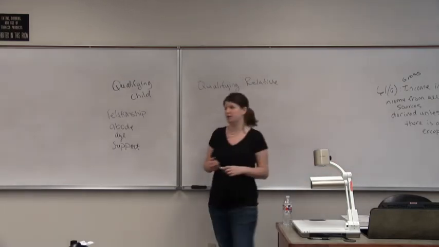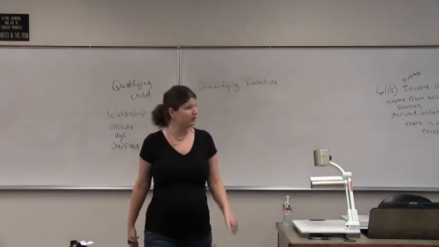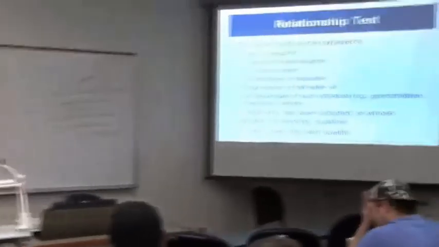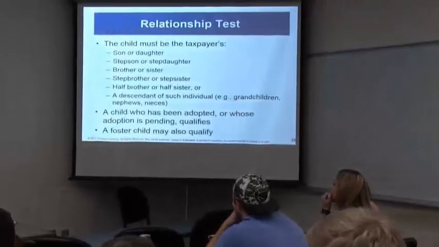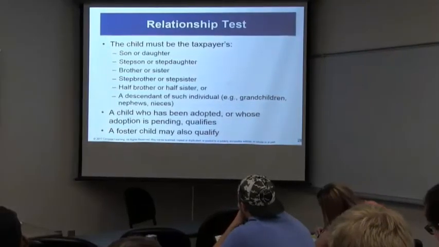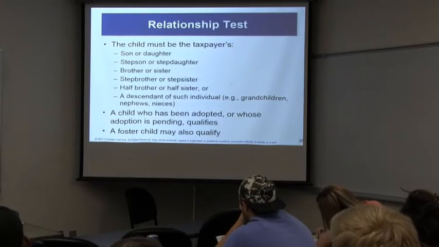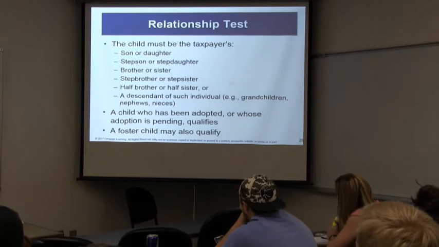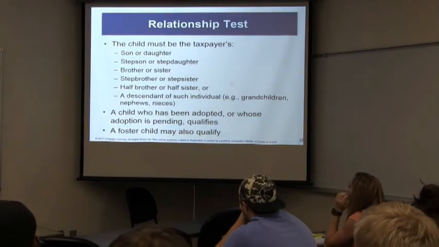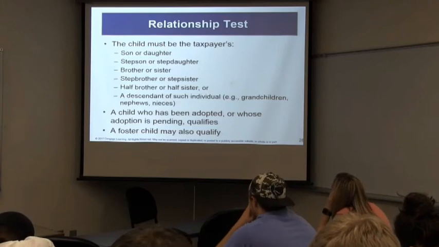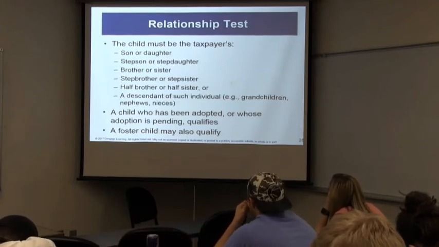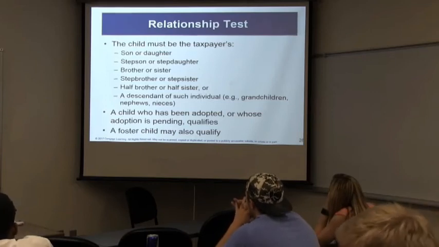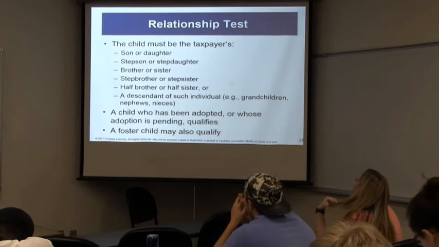Okay, so let's talk about the relationship test first. If we look at our slides, specifically on slide 28, you can see that this is the relationship test. These are the different types of relationships that are acceptable to be a qualifying child. Yes, we have son or daughter, stepson, stepdaughter. We also have brother or sister, half brother or half sister, stepbrother or stepsister. So it can be determined by marriage. And any sort of grandchildren, nieces, or nephews.